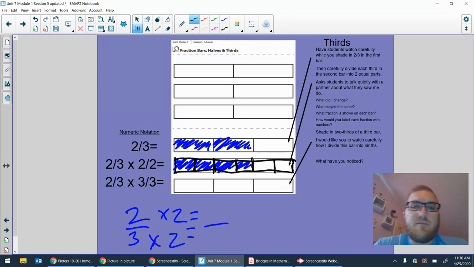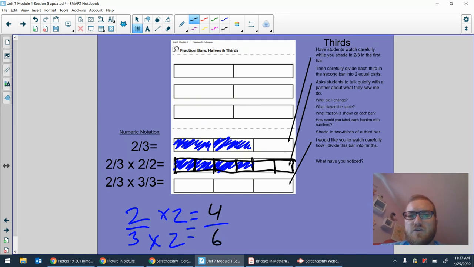All right, so now it's the same fraction. I didn't shade anything more or anything less. It's the same part that I shaded, but now all of a sudden, because I added those extra lines in, our 2/3 has become 1, 2, 3, 4 out of 6, or 4/6.